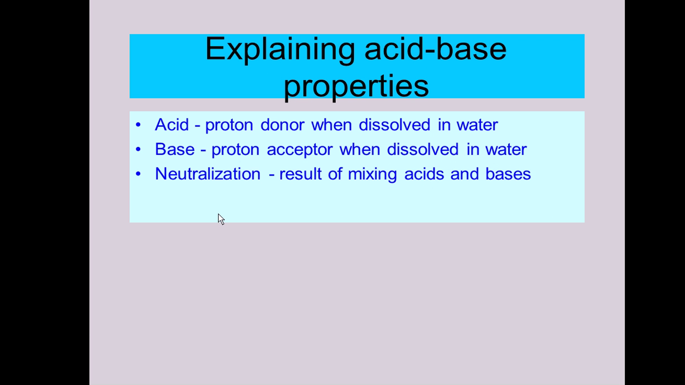Now let's see chemically what an acid is. An acid is a substance which gives protons. Any substance which is a donor of protons is called an acid. So an acid is a proton donor when dissolved in water.